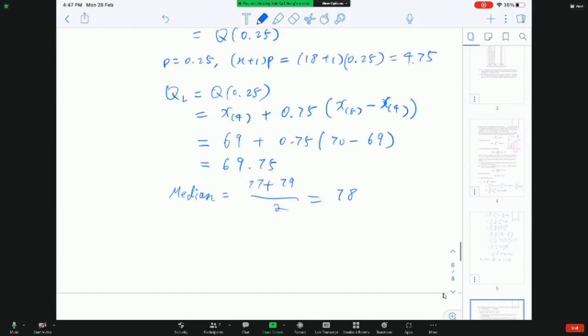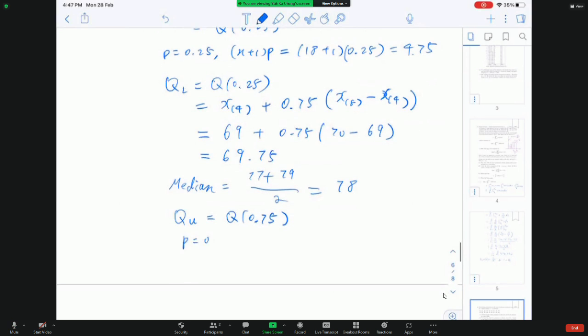And for the upper quartile, it is the 0.75 quantile. So the index will be equal to 14.25. We add 1 to the sample size, multiply by p, and we get the index for the upper quartile.